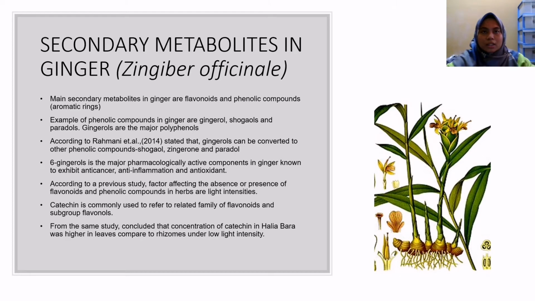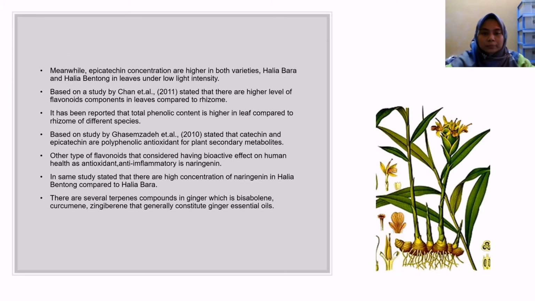Catechin and epicatechin are polyphenolic antioxidant plant secondary metabolites. The term catechin is also commonly used to refer to family of flavonoids and subgroup of flavanols. From the same study, concluded that concentration of catechin in Halia bara was higher in leaves compared to rhizomes under low light intensity. Epicatechin concentration are higher for both varieties, Halia bara and Halia bentong, in leaves under low light intensity.